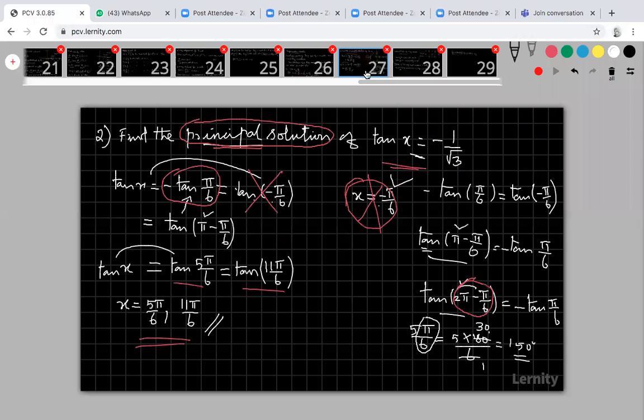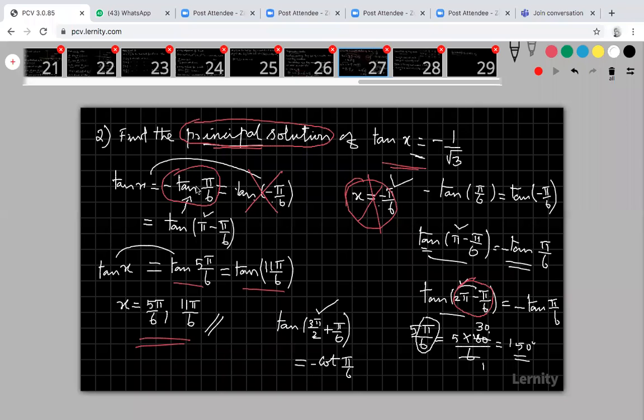Some student is asking, sir, why are you not writing tan of 3 pi by 2 plus pi by 6? Now look at that. I need minus tan pi by 6. If 3 pi by 2 is coming, you have to change the function. Tan becomes cot of pi by 6, and this belongs to the fourth quadrant. Fourth quadrant means I will get minus cot pi by 6.